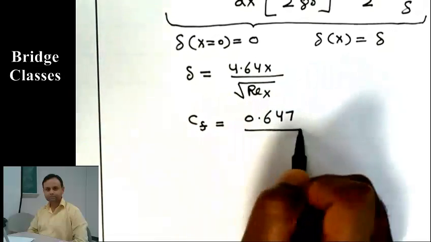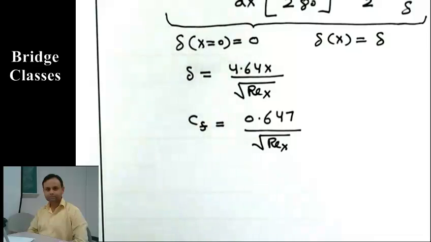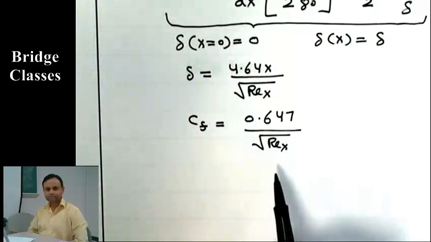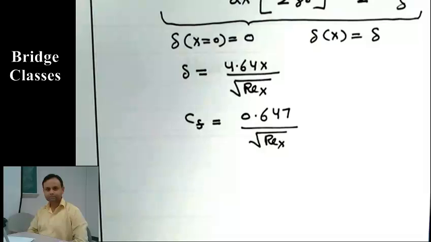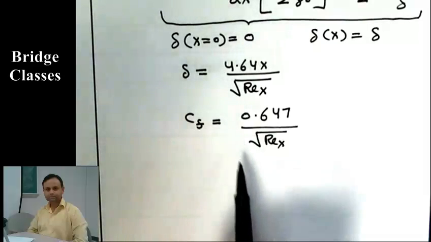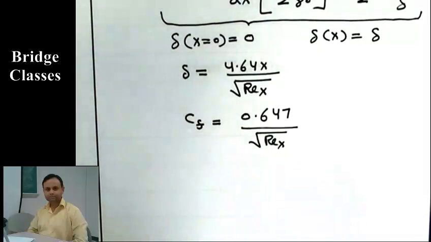0.647 over square root Reynolds number x. This is very close to the exact solution you get from the Blasius. So that is the integral boundary layer. Now let us look at the energy equation. We have to first solve the momentum before we do energy, because they are coupled. In the energy equation you have u and v.